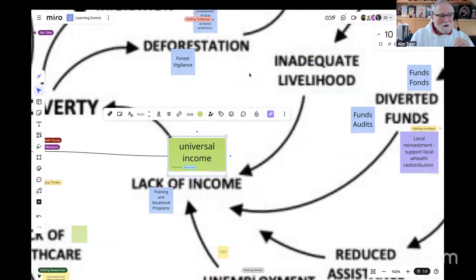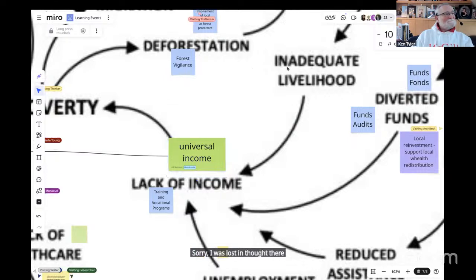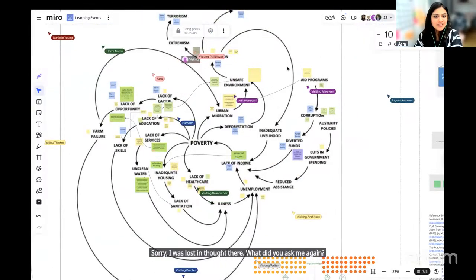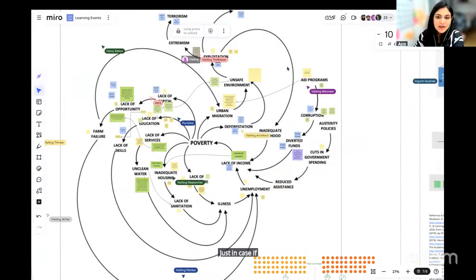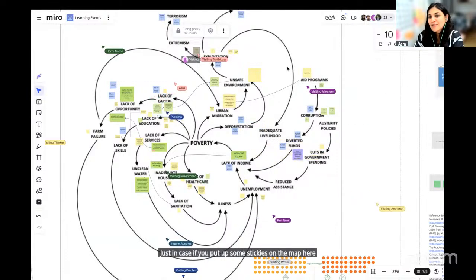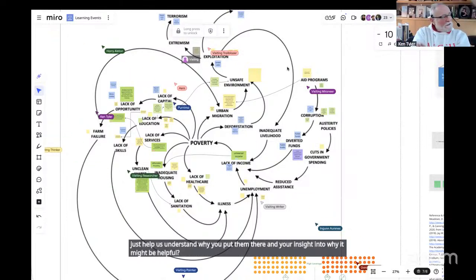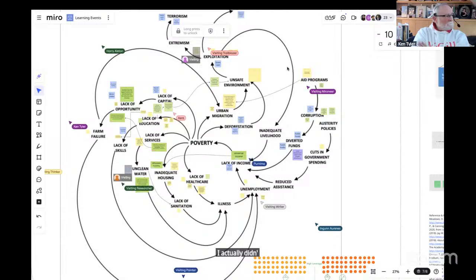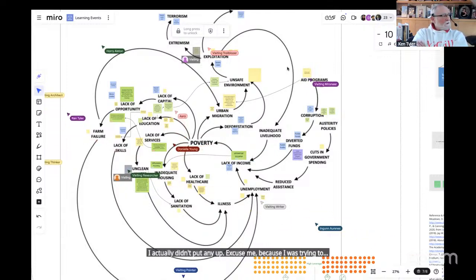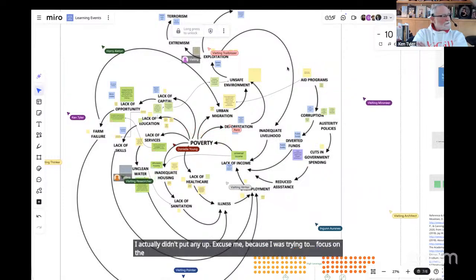Sorry, I was lost in thought there. What did you ask me again? Sorry, just in case you put up some stickies on the map here, would you like to help us understand why you put them there and your insight into why it might be helpful? I actually didn't put any up, because I was trying to focus on the whole flow of the system.